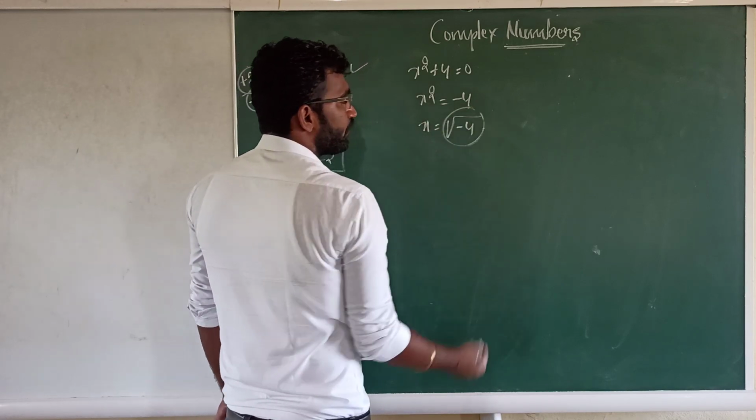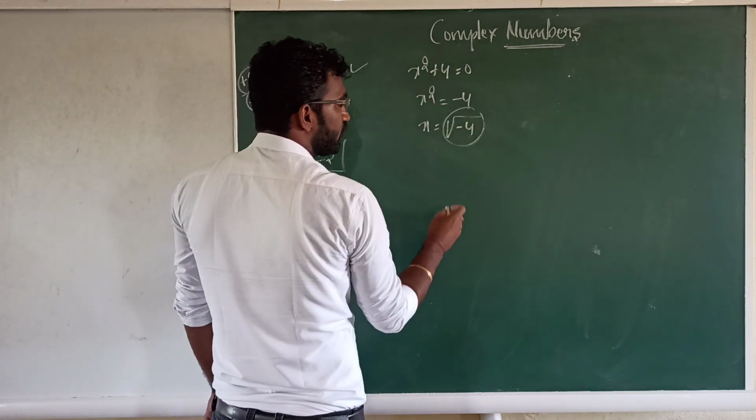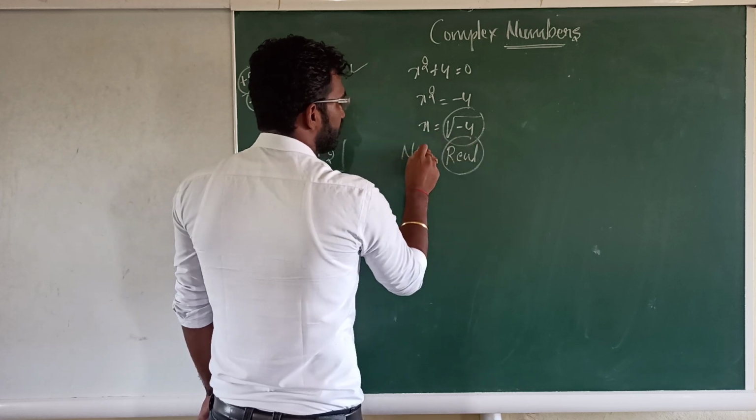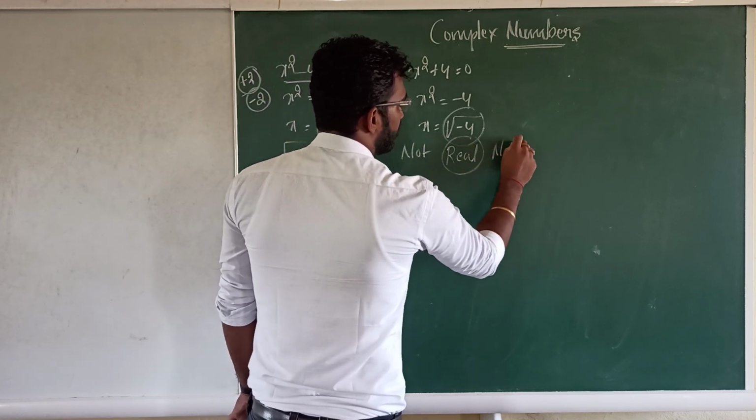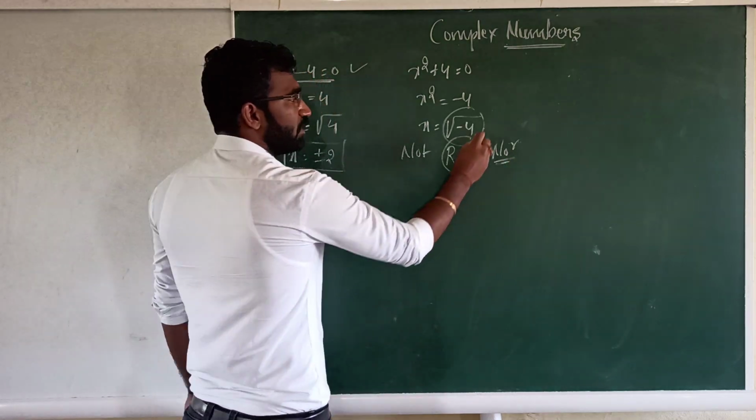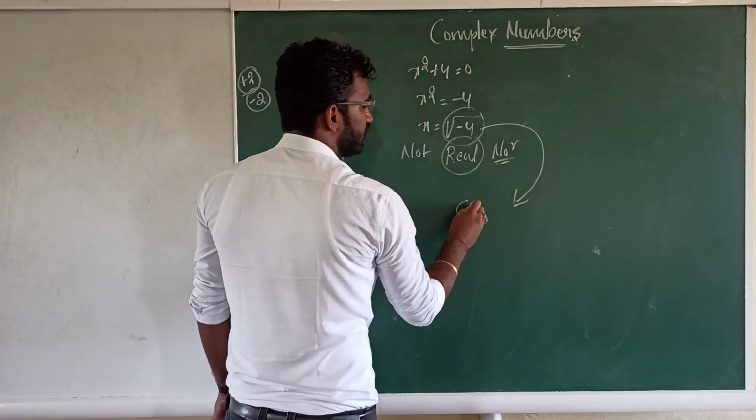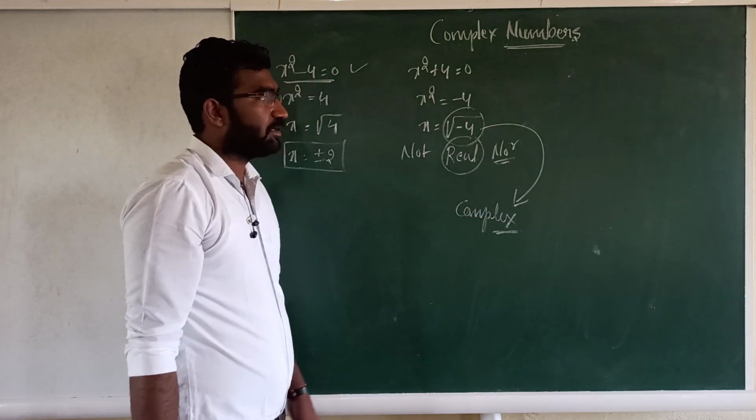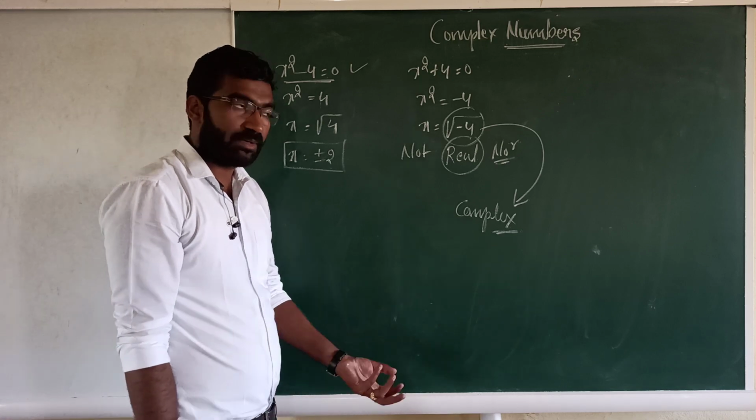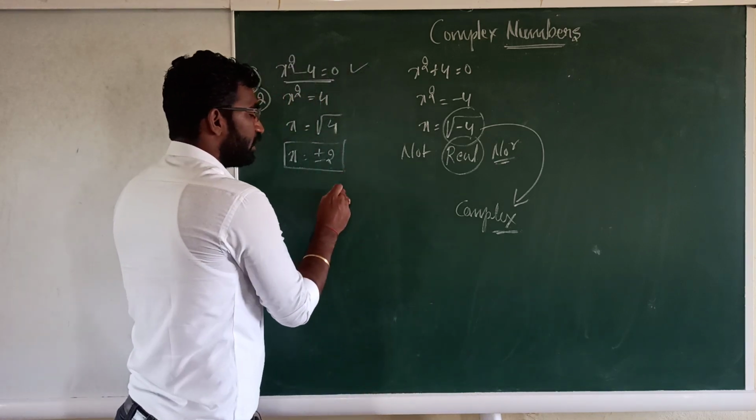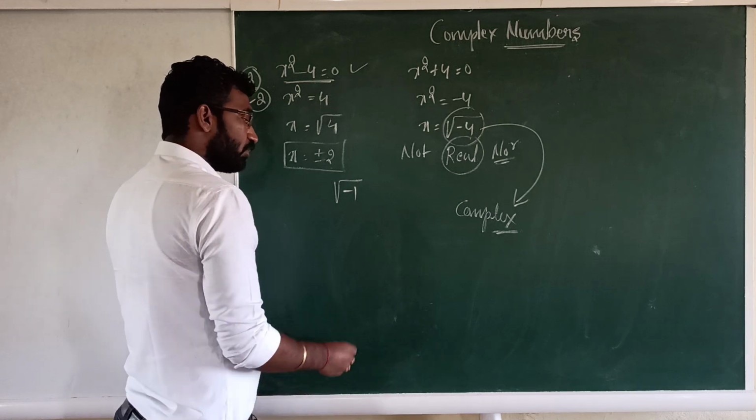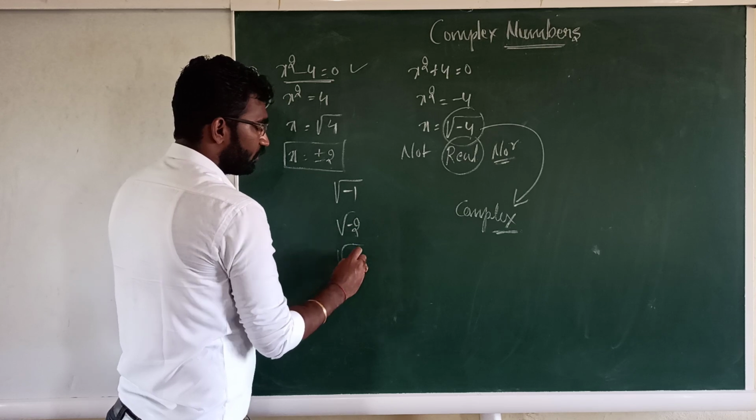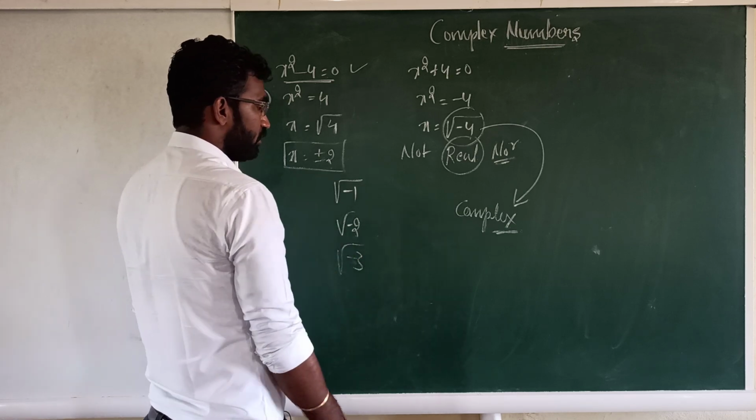So my question is, this root of minus 4 is not a real number. Then which kind of number is this? This root of minus 4 is a complex number. The root of any negative number will always be a complex number. Root of minus 1 is also a complex number, root of minus 2 is also a complex number, and root of minus 3 is also a complex number.